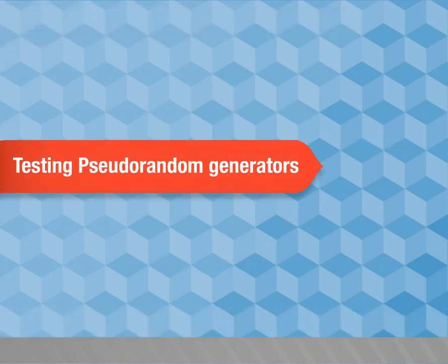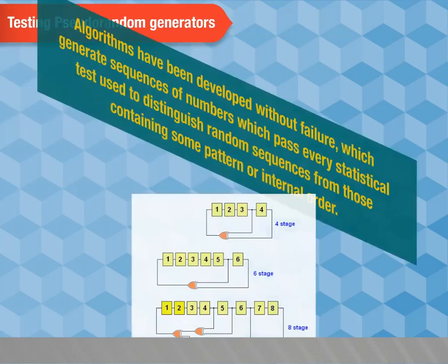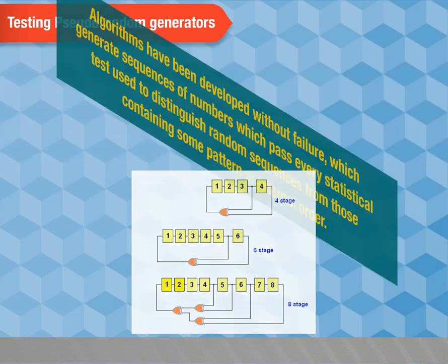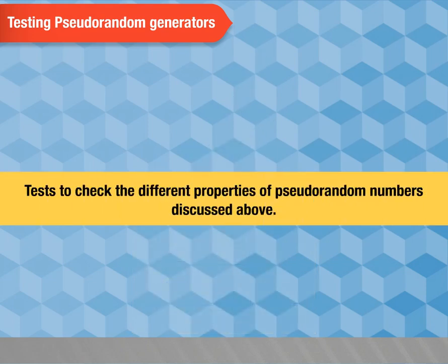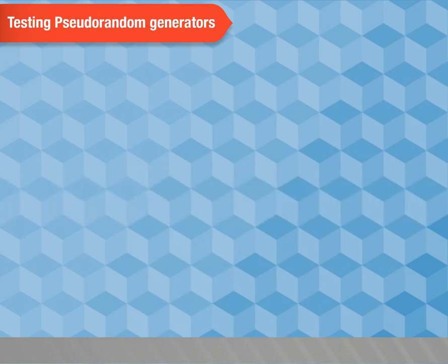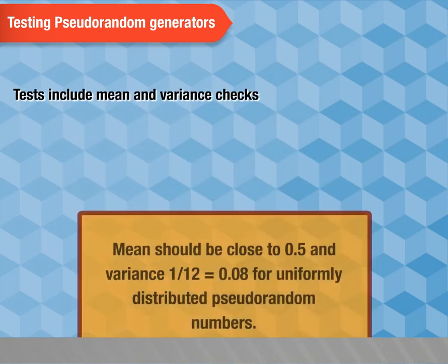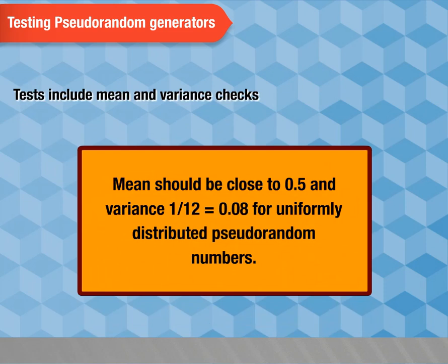Testing pseudo-random generators. Algorithms have been developed which generate sequences of numbers that pass every statistical test used to distinguish random sequences from those containing some pattern or internal order. Tests check the different properties of pseudo-random numbers discussed above. Tests include mean and variance checks. The mean should be close to 0.5 and the variance 1/12, which is approximately 0.08, for uniformly distributed pseudo-random numbers.